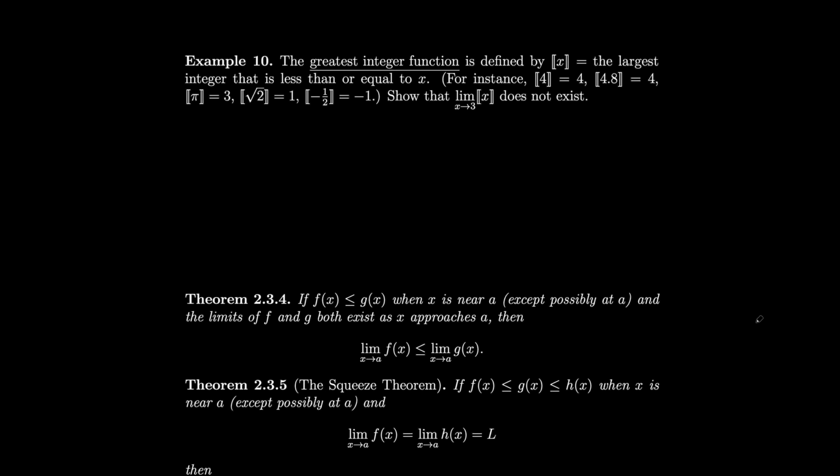Let's talk about our greatest integer function. The greatest integer function of x is the largest integer that is less than or equal to x. For instance, the greatest integer function of 4 is 4. For 4.8, it's 4. For pi, it's 3. For root 2, it's 1. For minus a half, it's minus 1. Basically, whatever number we take, if it has a whole bunch of decimals after it, we cut off all those decimals. We just leave the integer. So it's the closest number that's smaller than the number. If we think about integers, the closest integer smaller than the number.